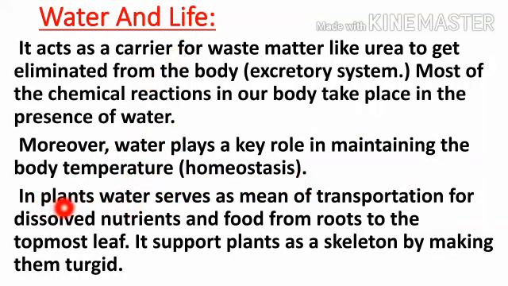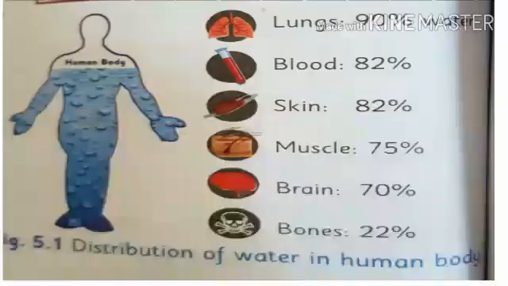You had seen in the last chapter that transportation, translocation, and all those systems are only possible due to water, because xylem and phloem, you now know the function of xylem, carry the water from roots to all other parts of the plant. So in plants, water serves as a means of transportation for dissolved nutrients and food from roots to the topmost leaf. So for plants, water is very important, and you also know without water there will be no turgidity in the stems. So it supports plants as a skeleton by making them turgid. And you also know in leaves water is important because for food preparation water is important.